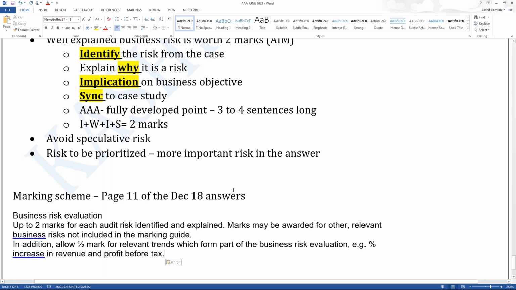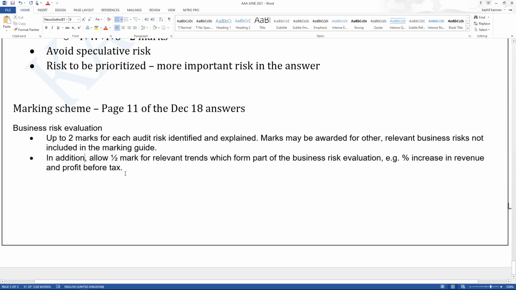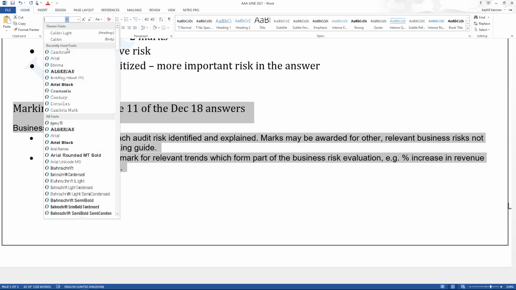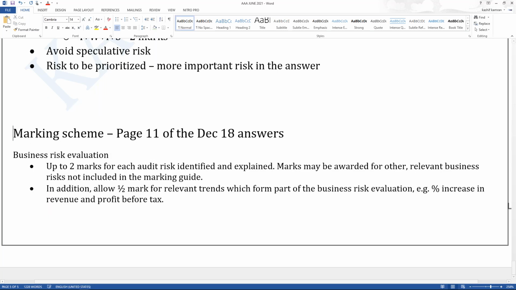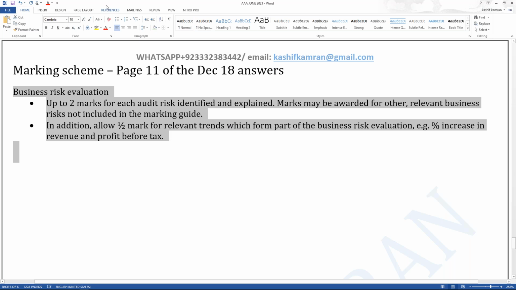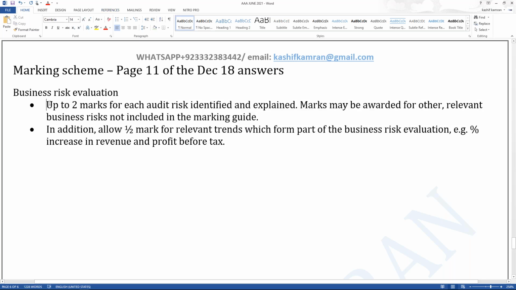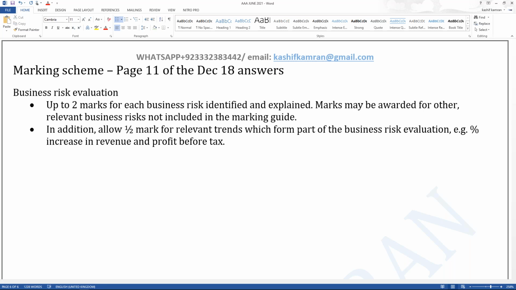And this is the marking scheme I got from page 11 of the December 18 answers, which I would like you to go through. Let me make this clear and let me get to the answer for this. Okay, now this is the marking scheme which you should be using. Let me take it on a fresh page, and once and for all, let's complete it. Okay, the examiner is saying up to 2 marks for each. Obviously, there is a typing mistake by the examiner, so just make the correction. Instead of audit risk over here, it is business risk. The question was business risk. Mistakenly, the examiner wrote audit risk. So up to 2 marks for each business risk identified and explained.